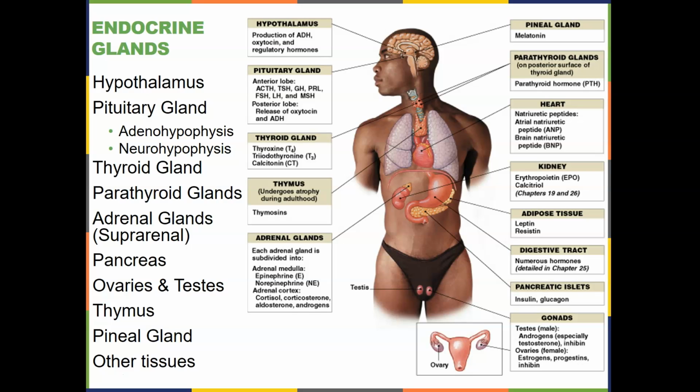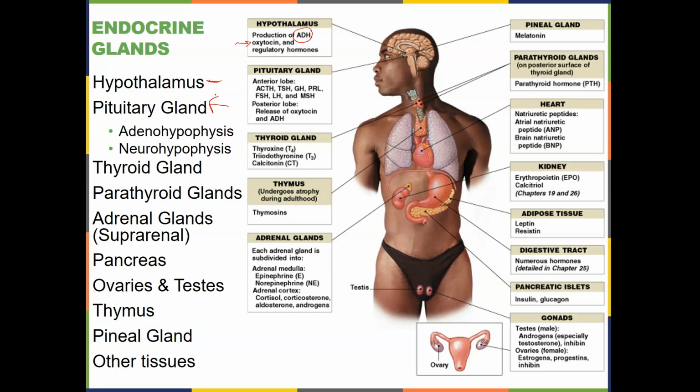Let's talk about the endocrine glands, where you can find them and basically what they do. We have the hypothalamus, which some people call the master endocrine gland. The hypothalamus is in the brain. It's part of the limbic system. It produces, like I said, oxytocin, but other regulatory hormones in addition to ADH, antidiuretic hormone, also called vasopressin, and it helps regulate how much water our kidneys release into the urinary stream. We have the pituitary gland.